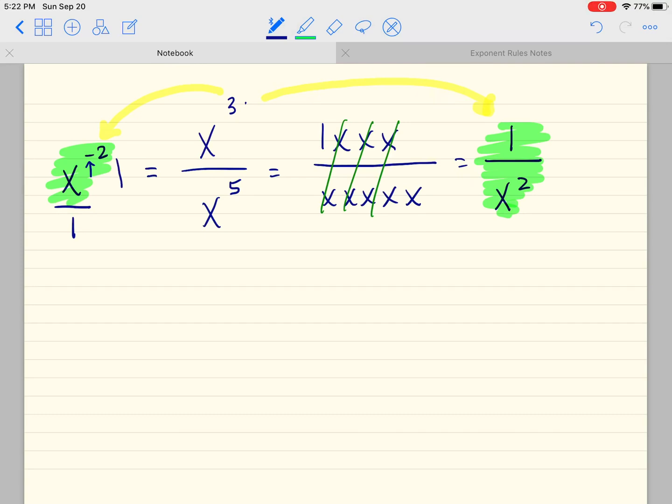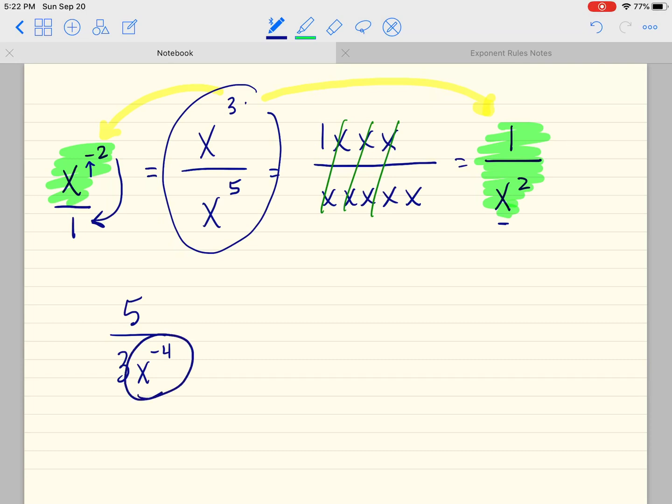That negative is telling me that those x's should have been on the bottom of the fraction, and that's what I can see here, right? There were 5 on the bottom, so that's where the 2 leftovers should have stayed. So anything with a negative exponent is on the wrong side of the fraction. So when we see a base with a negative exponent, all we have to do to fix it is move it.